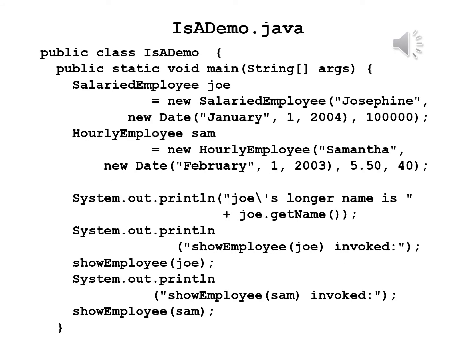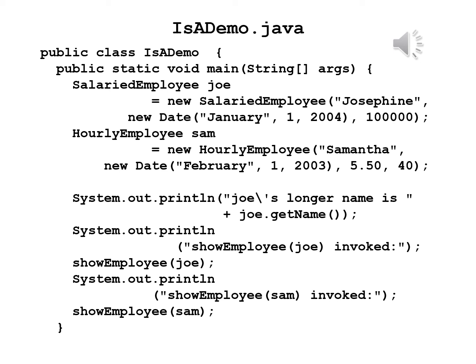We're going to look at a program that is essentially a driver for our new derived class. Public class ISADemo, and within that the main method, public static void main, String args. Then we will declare the object SalariedEmployee joe equals new SalariedEmployee, "Josephine", and then new Date, January 1st, 2004. And lastly, the value 100,000.